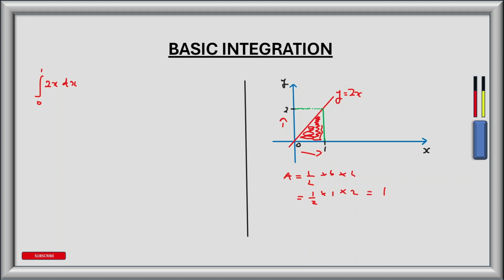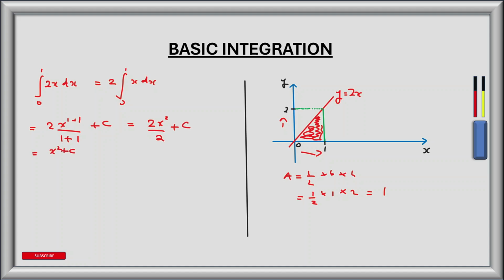Now let's integrate it and see if we come up with the same answer. So we're going to integrate the function 2x from 0 to 1 in the x direction. This is the same as saying 2 times the integral from 0 to 1 of x dx. This is 2 times x to the power of 1 plus 1 divided by 1 plus 1, because n in this case is 1. And as always, we have a constant c. This is equal to 2 times x squared divided by 2 plus the constant c, which is equal to x squared plus c.